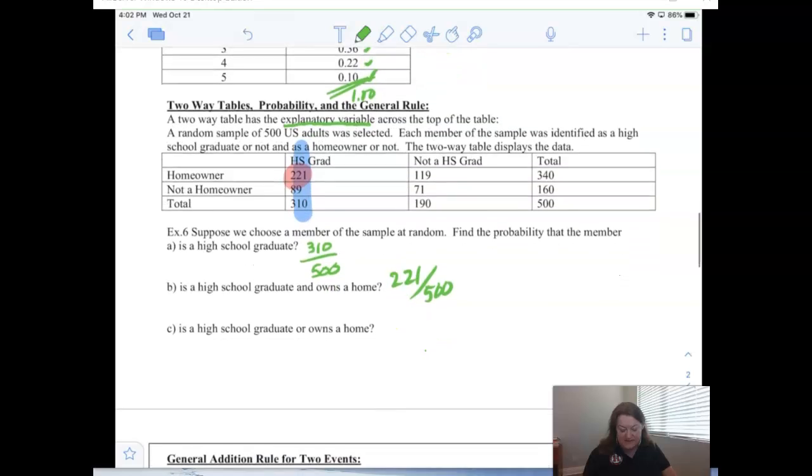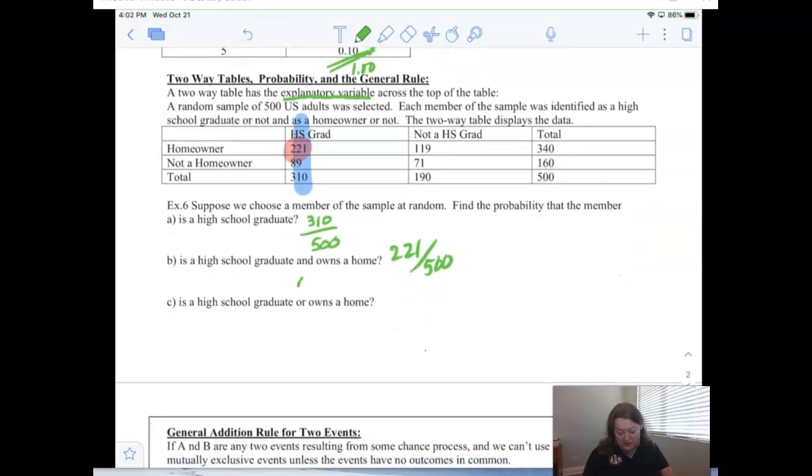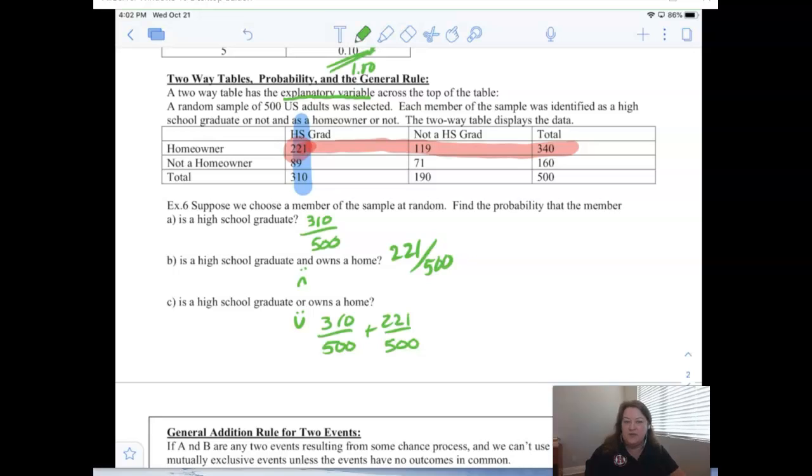And then the last one is a high school graduate or owns a home. Or owns a home. So I want to count all of those people, right? So we want all of the people who said they were homeowners, and we want all the people who said they were high school graduates. Okay, so is it going to be 310 out of 500 plus 221 out of 500? Those are the first two categories we had in A and B. Why wouldn't it just be the two of them added together?